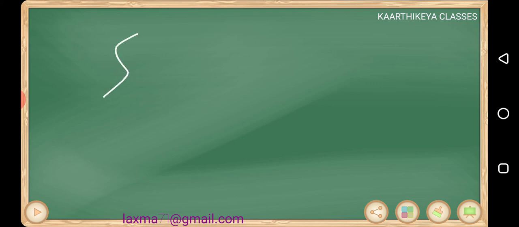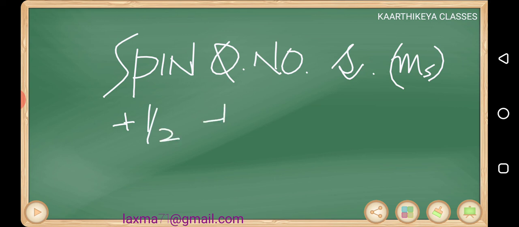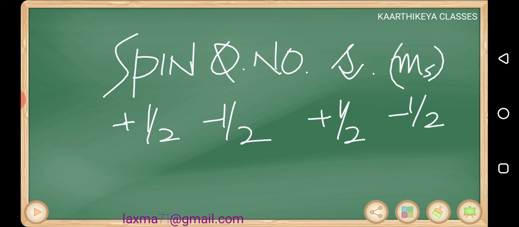The last one is the spin quantum number. It is given by s or ms. It has only two values, plus half and minus half, given by Uhlenbeck and Goudsmit. These values are independent, they do not depend on any n or l or m. Generally, clockwise rotation of the electron on its own axis is given by plus half, and anticlockwise by minus half.